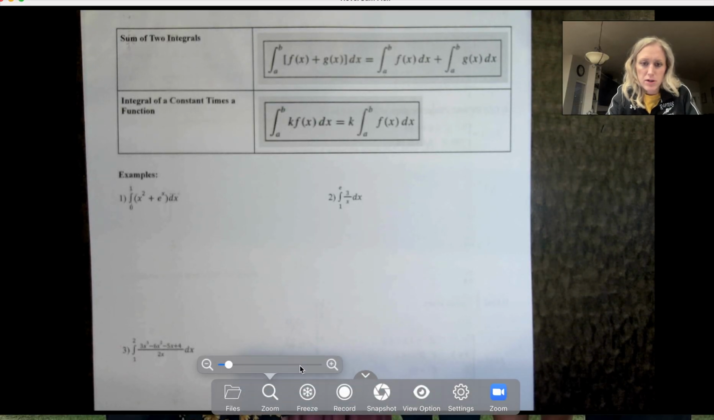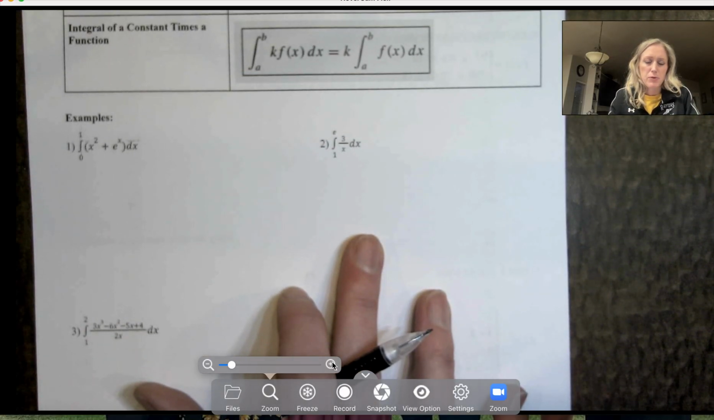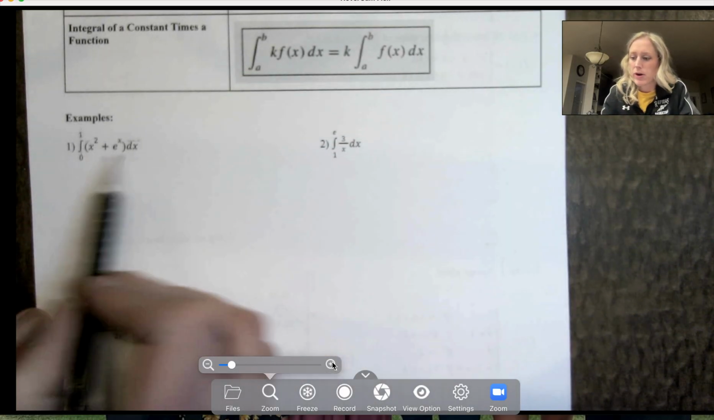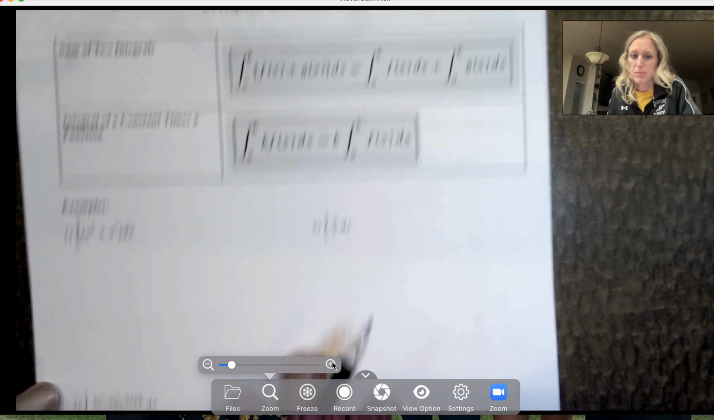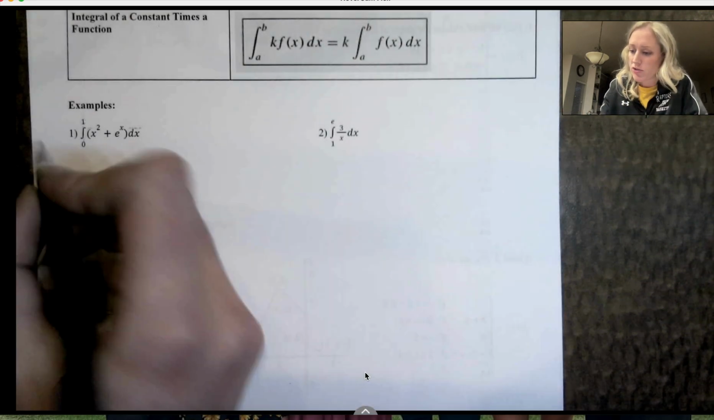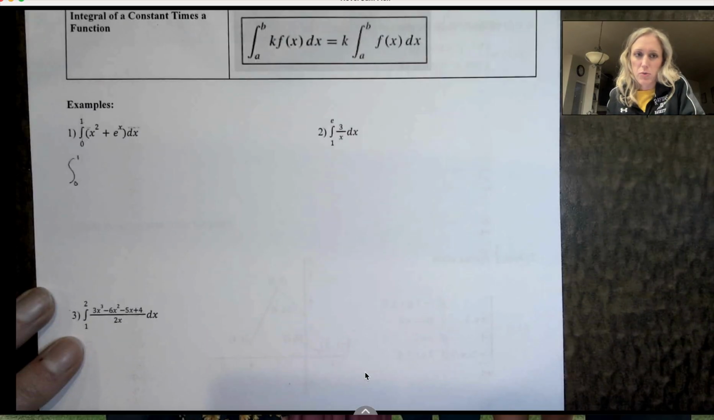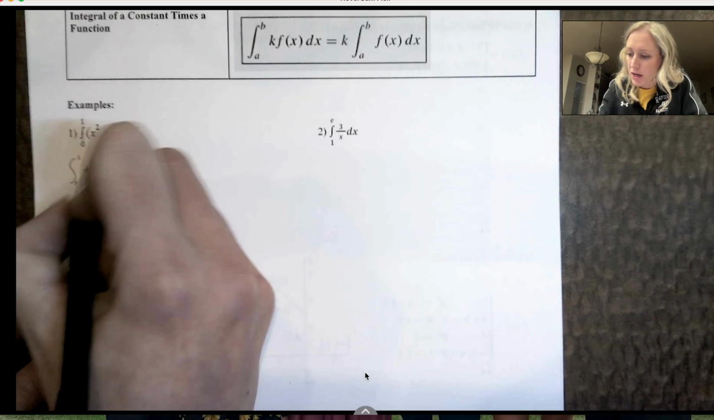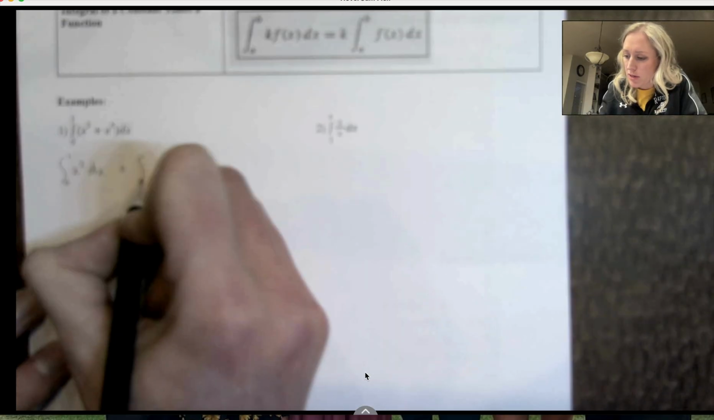I'm just going to zoom in a hair more here. Okay, so this first example is where I can use this first idea of splitting this into two separate integrals. So I'm just going to do it like that so you guys can see that illustrated. I'm going to keep my upper and lower limits of 0 to 1. I'm going to evaluate x squared. And then because it's addition in between, I'm going to keep that.